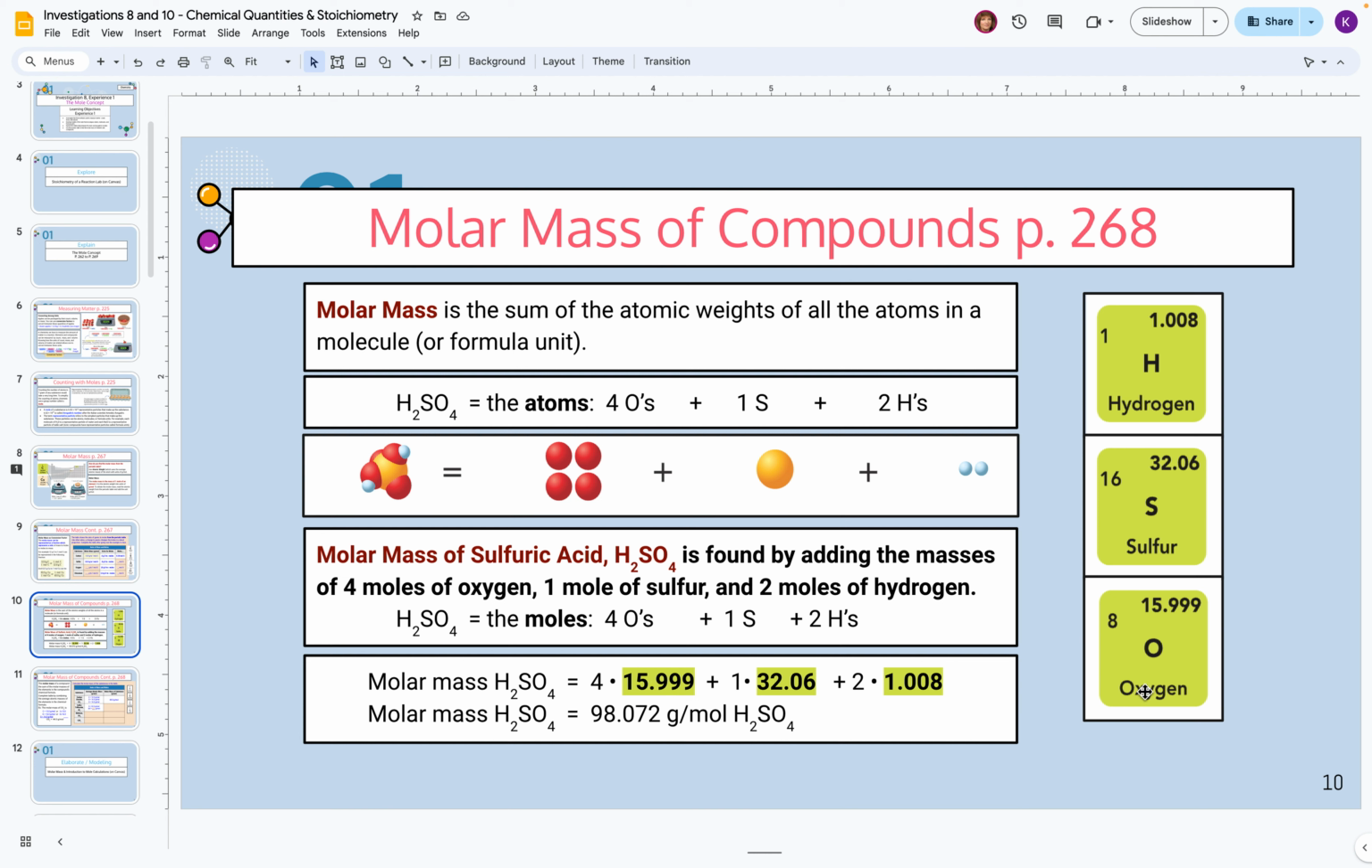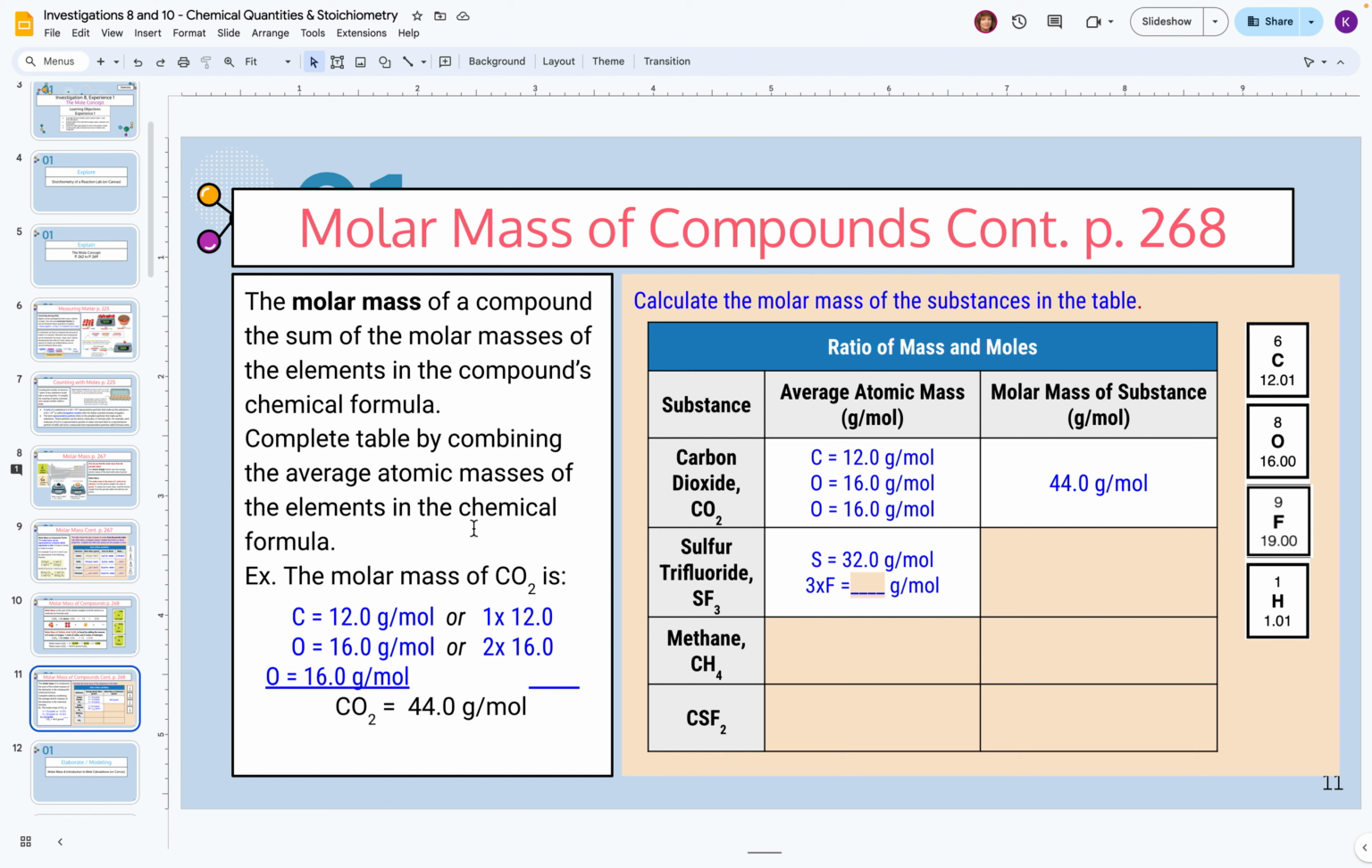So I will find my mass of oxygen, which is pretty precise on this periodic table, and multiply it by 4 because I have 4 oxygens here. I will add that to 1 of my sulfurs, and I will add that to 2 of my hydrogens. When I put all those together, I end up with 38.072.